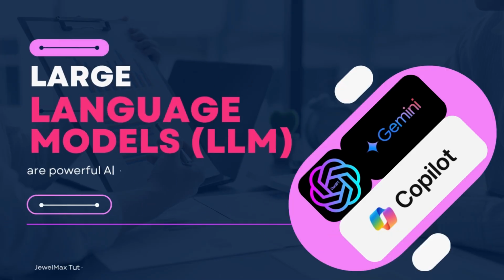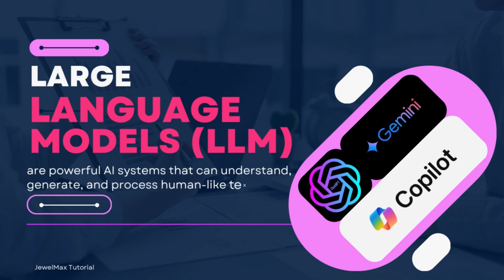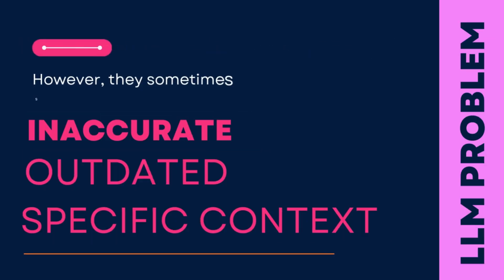Large language models like ChatGPT, Gemini, Copilot are powerful systems that can understand, generate, and process human-like text. However, these systems can sometimes hallucinate. They sometimes struggle with being inaccurate, giving outdated answers, not being specific in context.